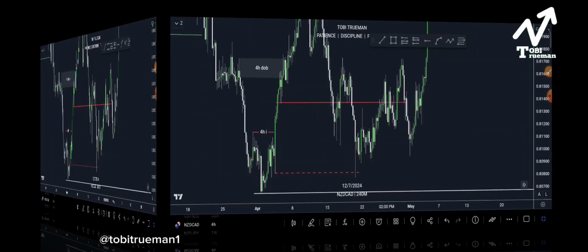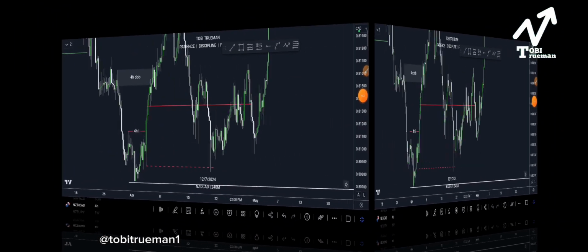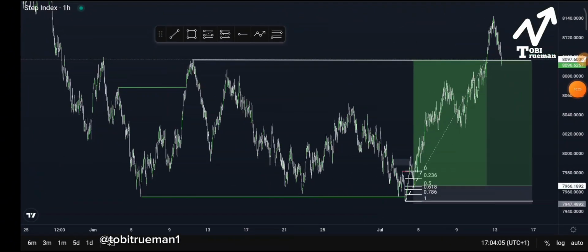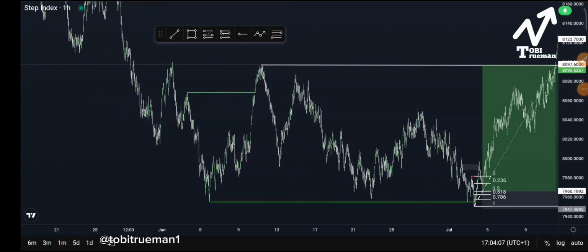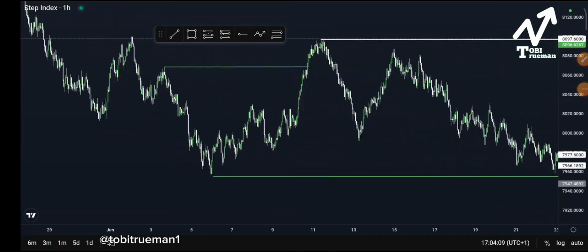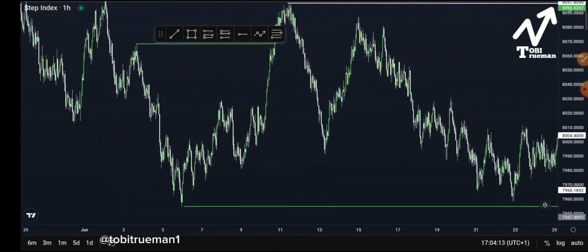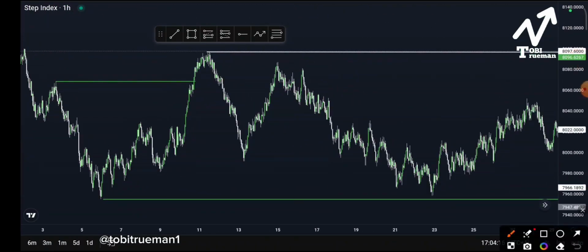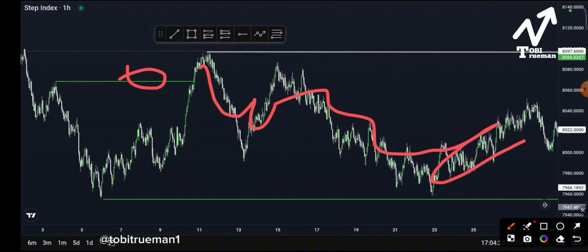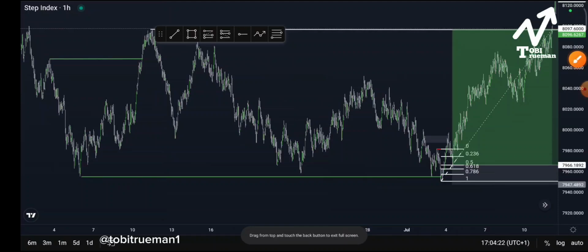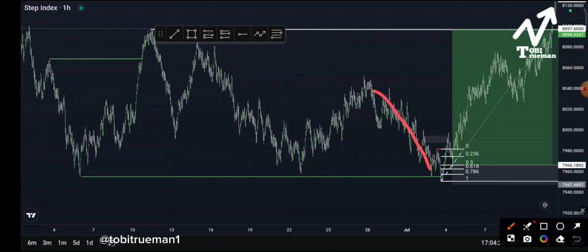Now let me make another example. This is on the synthetic indices. This is Step Index on the 1 hour time frame. After marking out the chart, you can see price changed character in this place. Price made all these many movements, and then finally price came and took out this low point, causing another change of character. First change of character, second change of character.